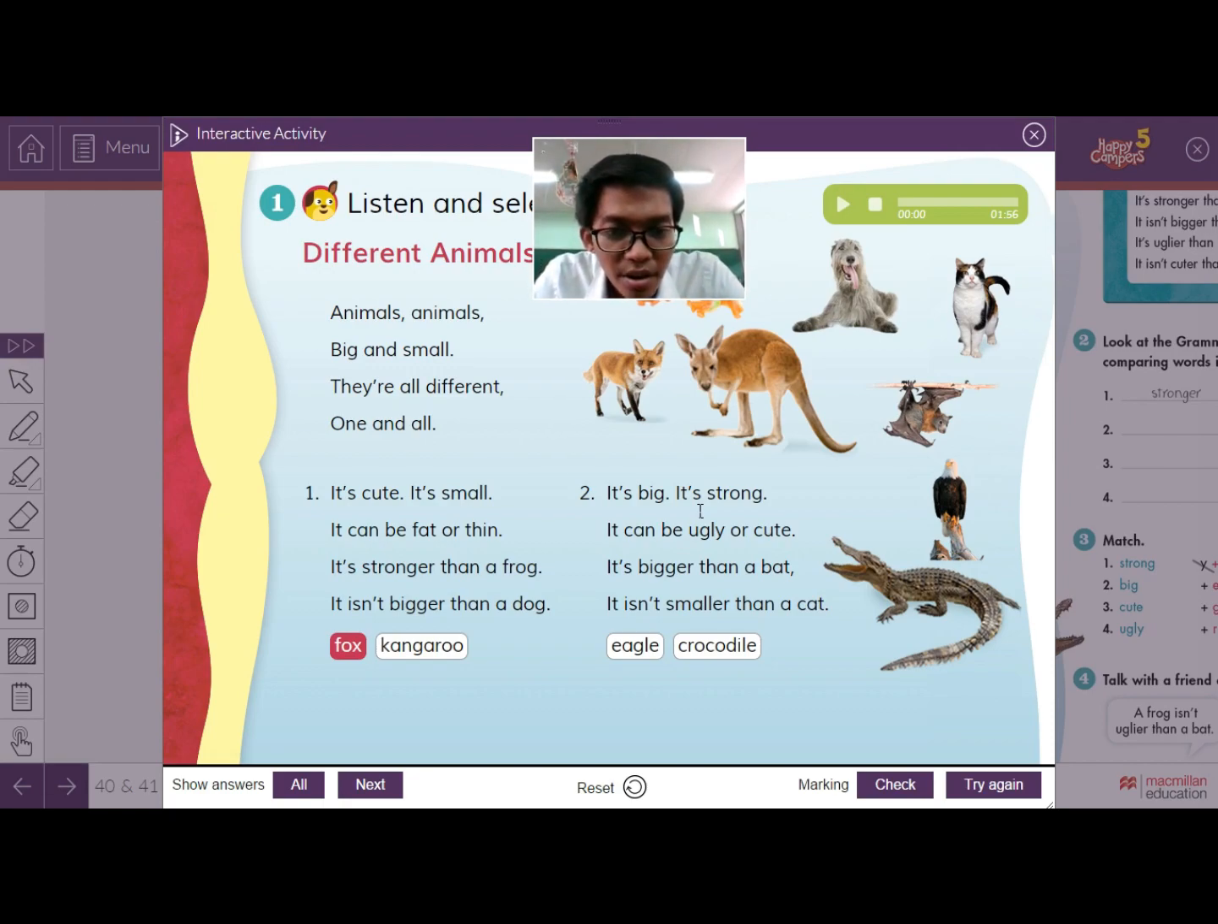However, an eagle can be smaller than a cat, but here it isn't smaller than a cat. Let's just choose crocodile. Yes, correct.